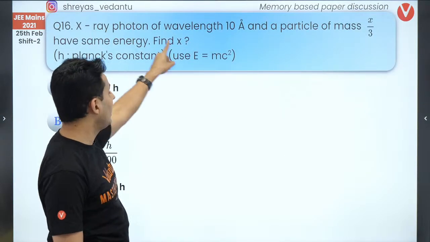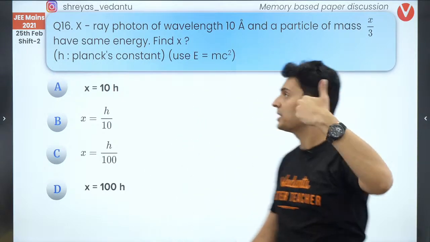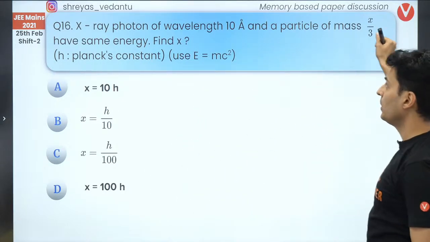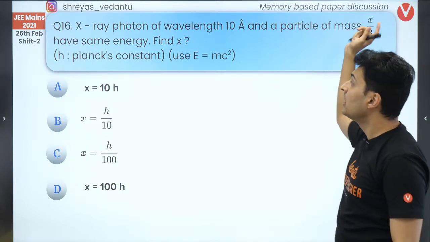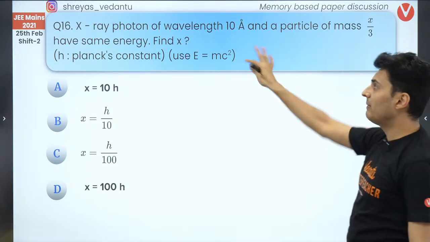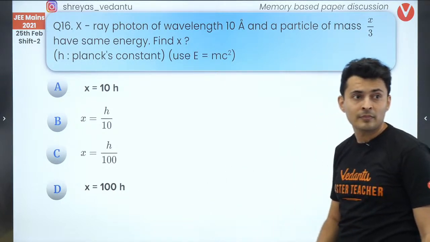Let's get moving to the last question. This is an X-ray photon of certain wavelength, 10 Angstrom, and a particle of mass x by 3 which has the same energy. Find the value of x.